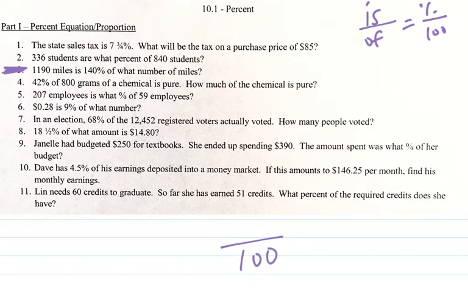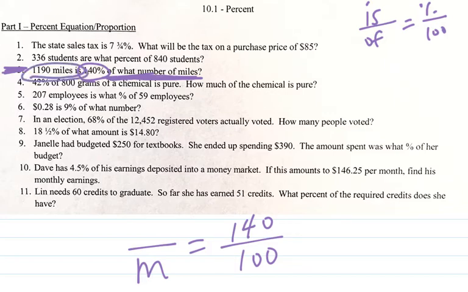It says 1,190 miles is 140% of what number of miles? So look here, we have our percentage, so we can put that in its place. Okay, we have that over 100. Now let's look at of what number of miles. This is our unknown. Of what number? So our of value is our unknown. So I'm going to label that as M for miles. And 1,190 miles is our is number.